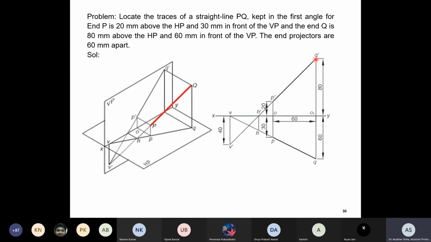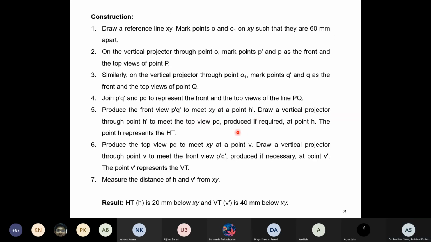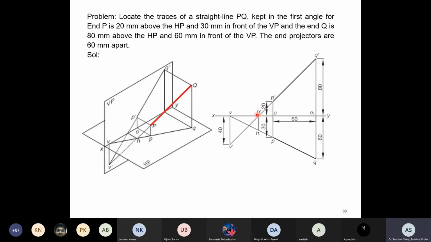Generally you make this. Now if you want to make a trace, you will take this and draw it where it meets the horizontal plane, H dash. Draw a vertical projector through point H dash to meet the top view at point H. The point H represents the horizontal trace. So here it is meeting at this line. Now I will draw a vertical projector and intersect that H with this extension of PQ. This is your horizontal trace.